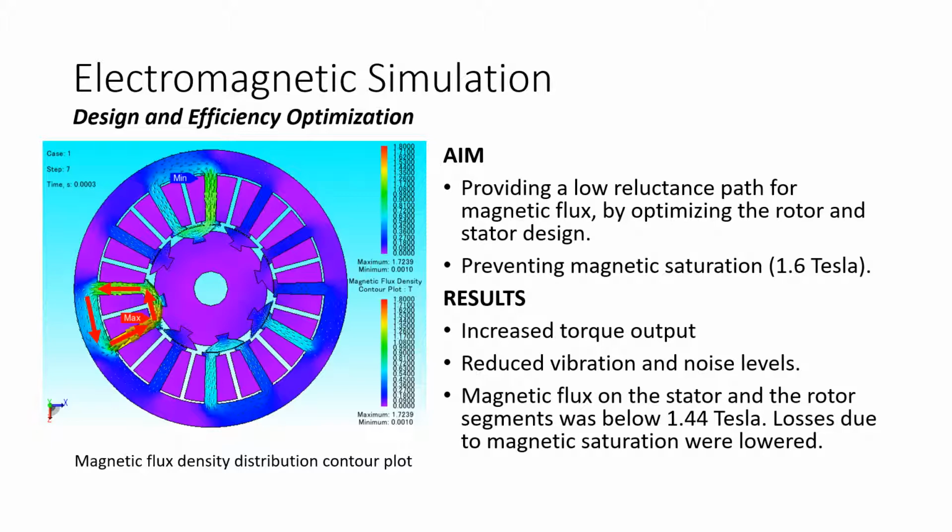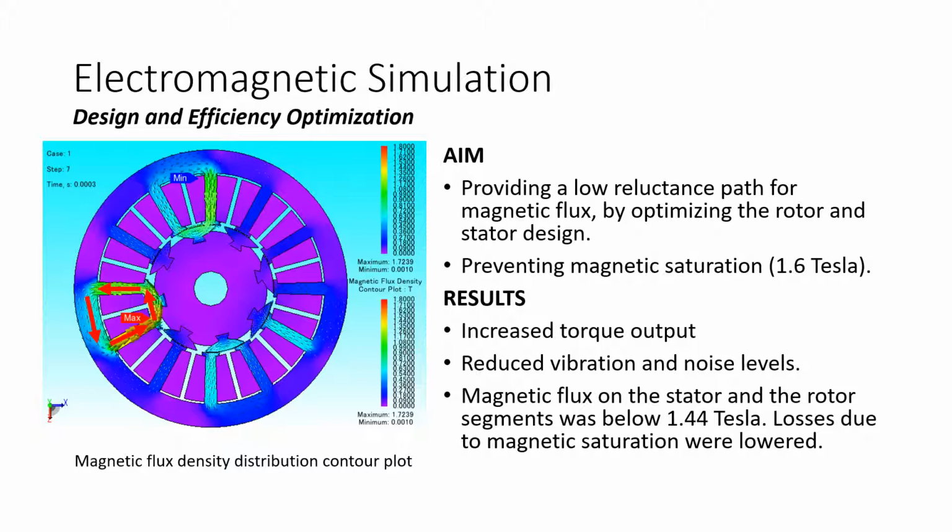We started out with the aim of design and efficiency optimization from the crude design that we started out with, and we wanted to provide a low reluctance path for magnetic flux lines flowing from the stator to the rotor segments. And also we wanted to prevent magnetic saturation. So for M36 electrical steel, the magnetic saturation limit is about 1.6 Teslas.